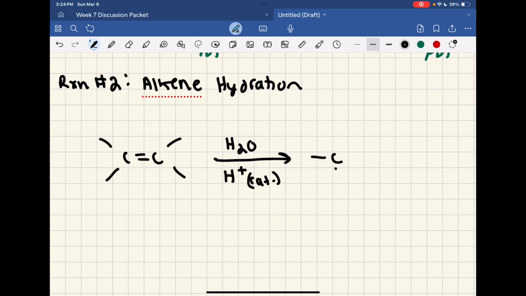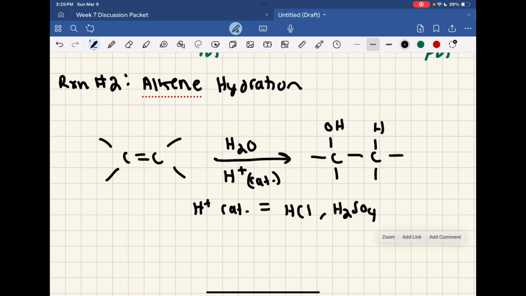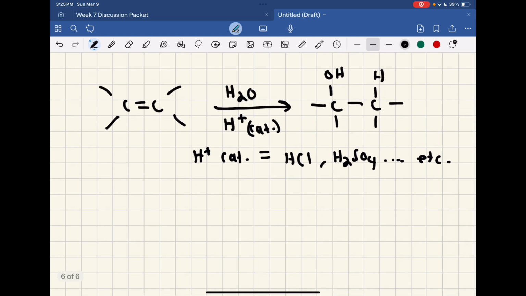And then what happens is we are going to have OH and H add across that double bond, okay? So this is clearly an electrophilic addition. We are adding two different groups, the OH fragment and the H fragment from water, across that space. Okay, what are examples of this H plus catalyst? Those can be HCl, sulfuric acid, any strong acid essentially. But these are just some examples, okay? So let's see a full mechanism of this.